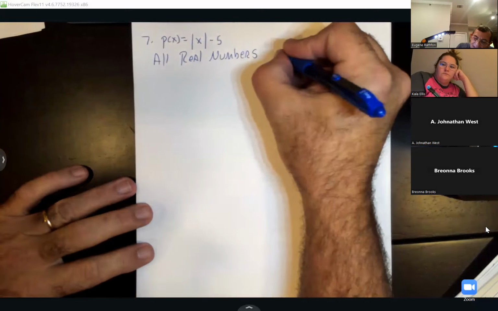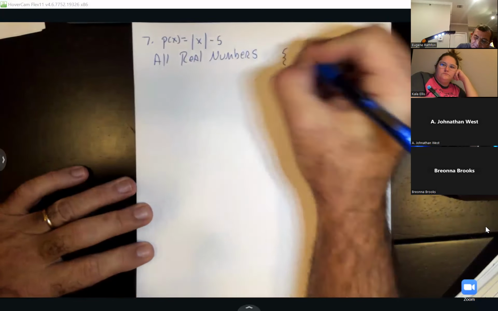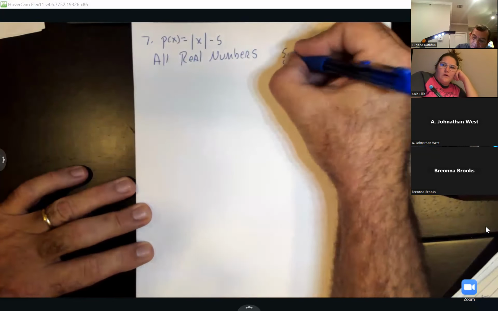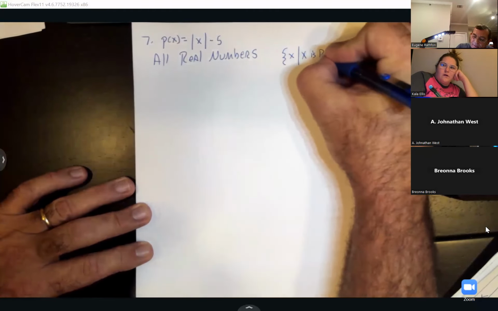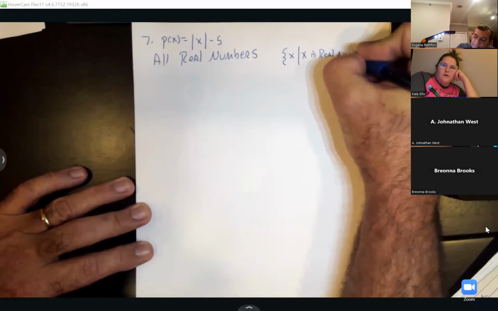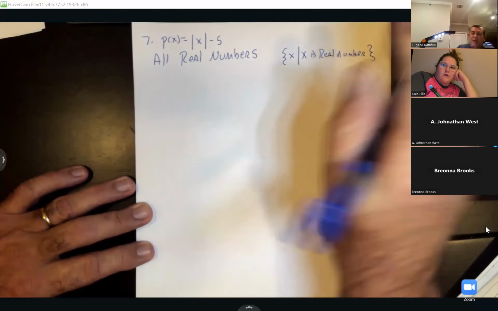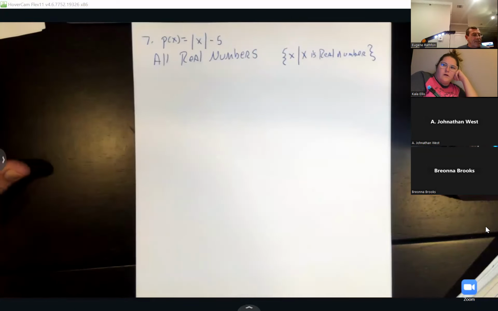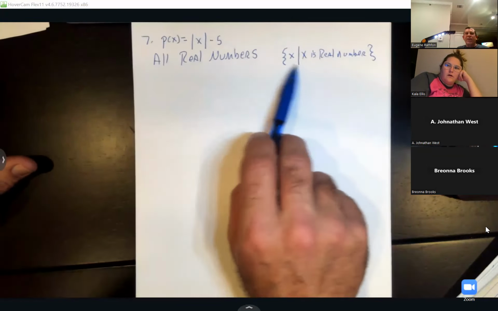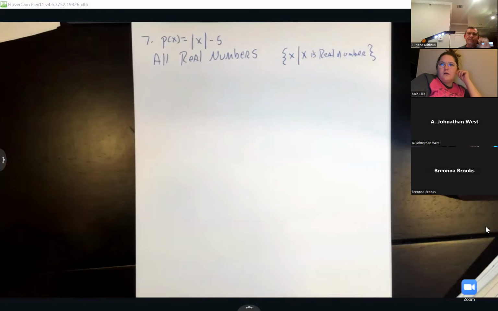Now, we'll say in Math Lab they will do it like this sometimes. Instead of writing all real numbers, they'll do x such that x is a real number. But they'll put them in them little fancy parentheses, okay? So either way, they're liable to hit you either way when they write real numbers.